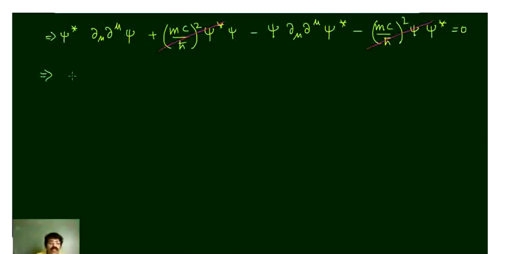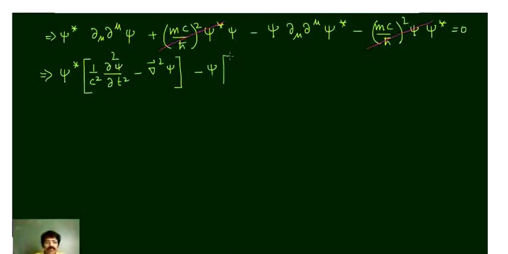Now let me expand this del mu. So this psi star (1/c²) ∂²psi/∂t² minus ∇²psi, minus psi (1/c²) ∂²psi star/∂t² minus ∇² psi star is equal to 0.